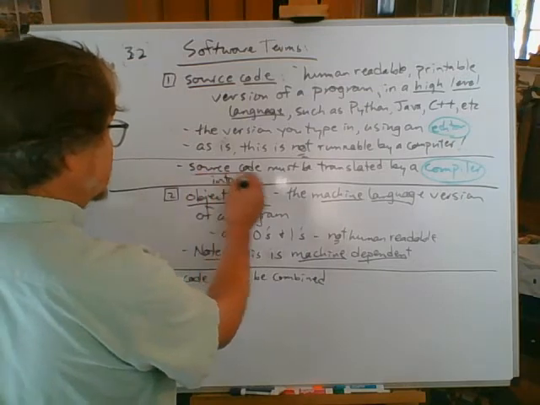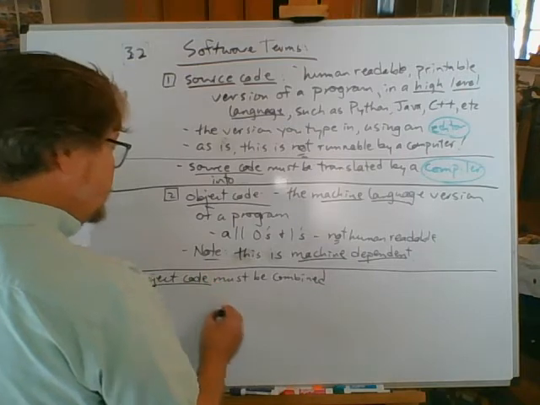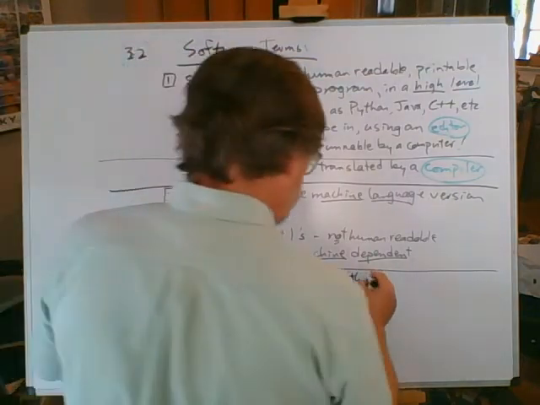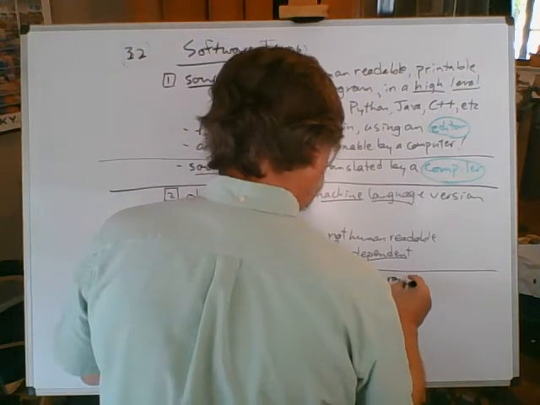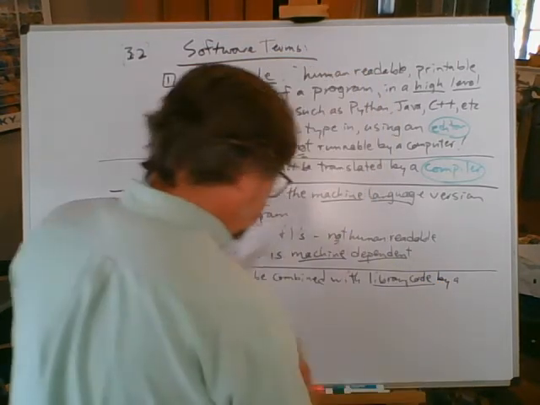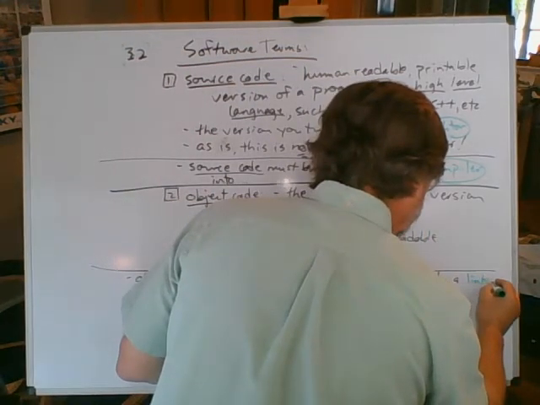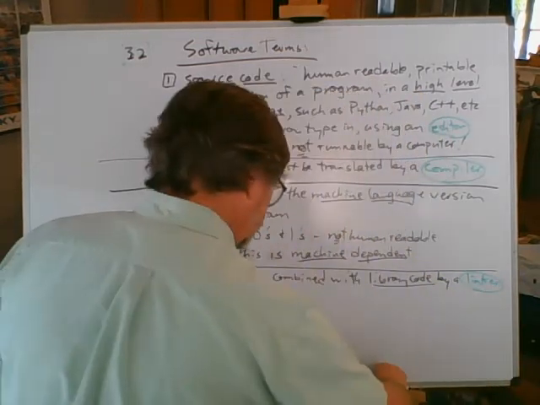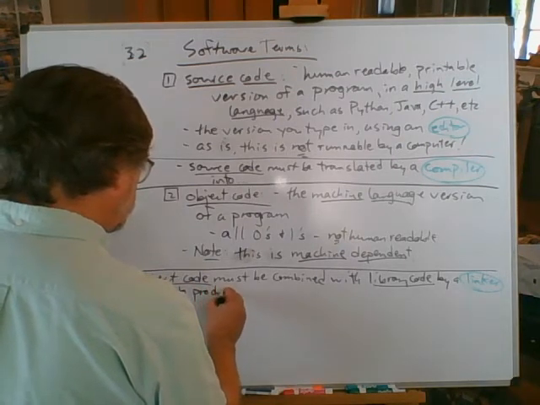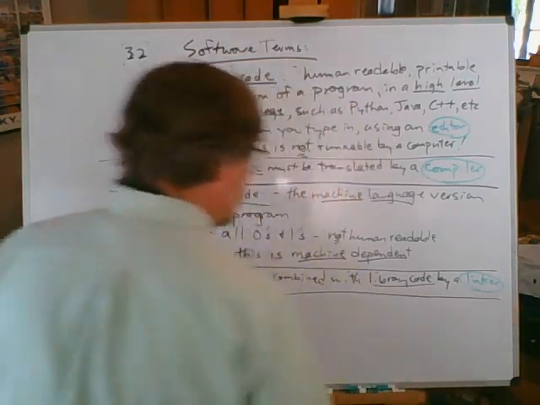I should be underlining these. Source code must be translated by a compiler into, ta-da, object code. Object code must be combined with library code by a linker. Look at this open green marker right here. Linker, L-I-N-K-E-R, to produce, and another drum roll and dot dot dots and another line. But no, I can't leave it like that, can I?